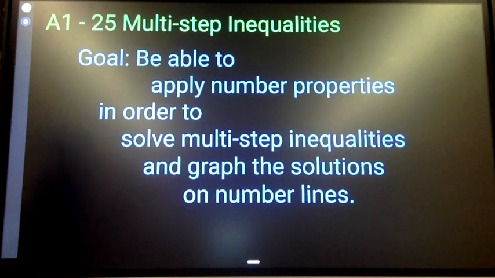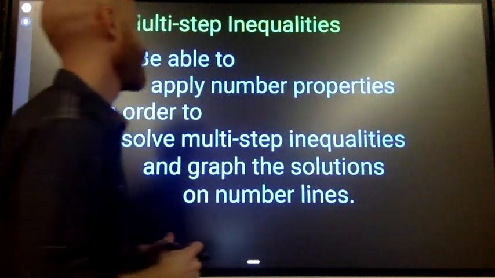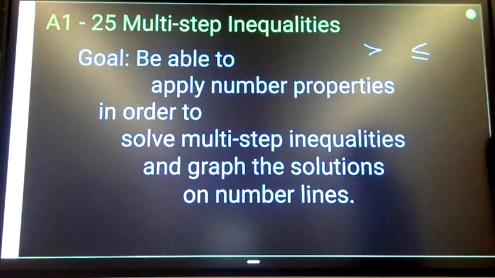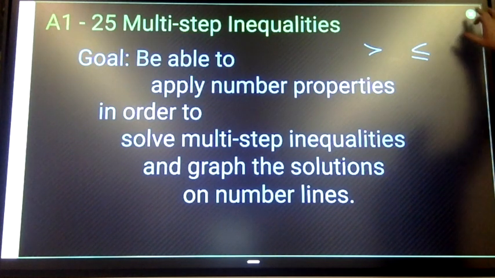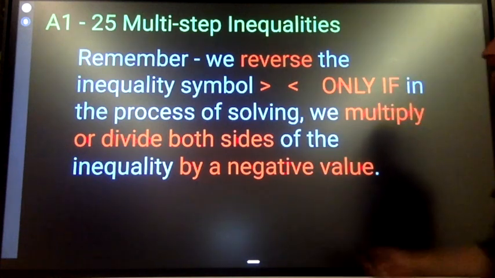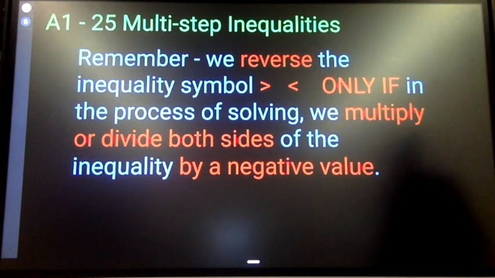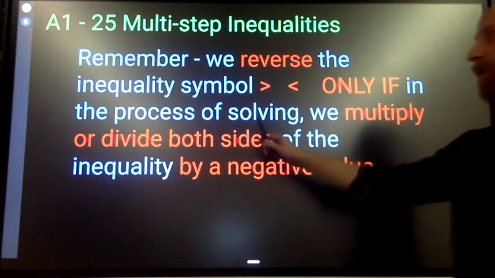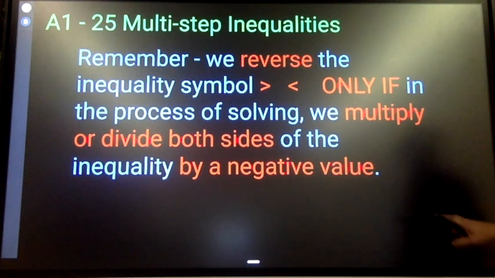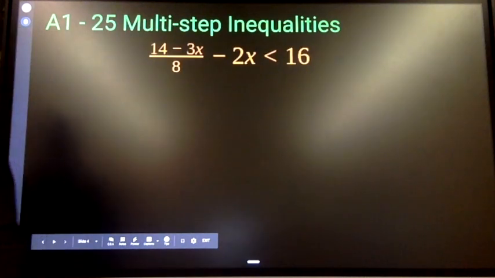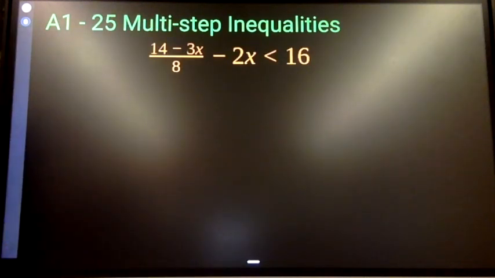Lesson 25, no new skills, all old skills. Same steps as lesson 24. The only issue is you're dealing with inequalities instead of equations. So at the finish, you're going to need a graph. And remember, we reverse the direction of the inequality only when we multiply or divide both sides by a negative value. Okay? So, looking at these, they're not going to be different from what we did last time.